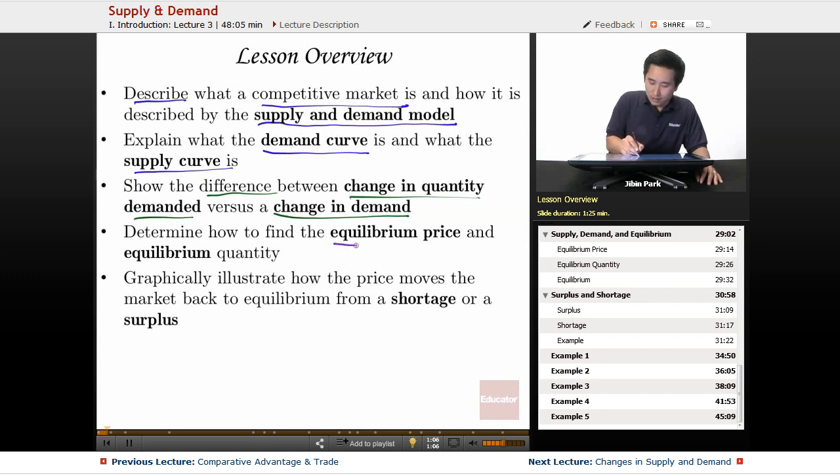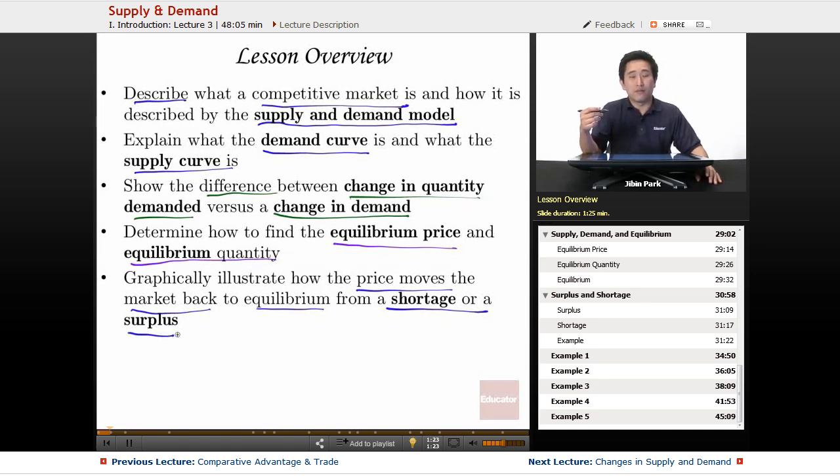We're going to determine how to find the equilibrium price and equilibrium quantity. And then finally, we will graphically illustrate how the price moves from the market back to equilibrium from either a shortage or a surplus. So if the market is in disequilibrium, what's the process by which it's going to go back into equilibrium, whether it's from a surplus or a shortage?